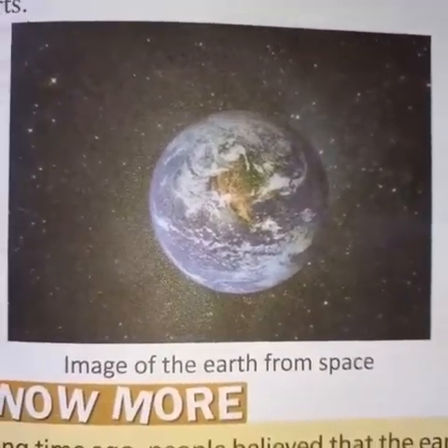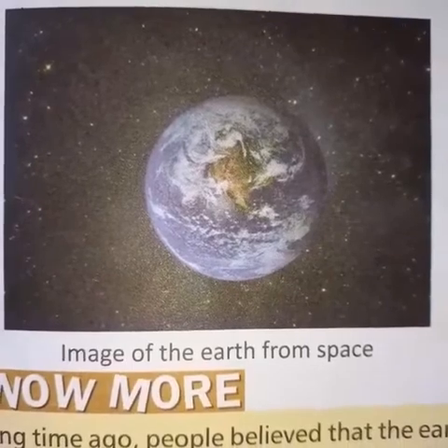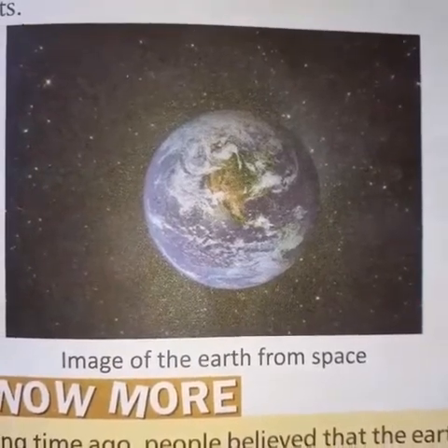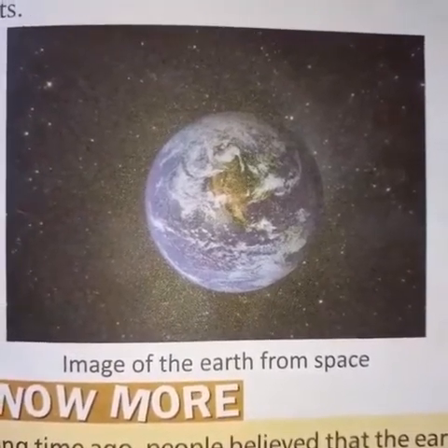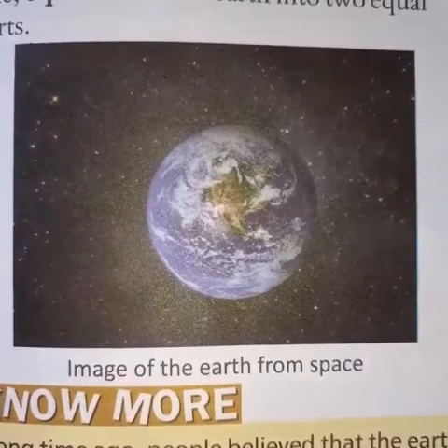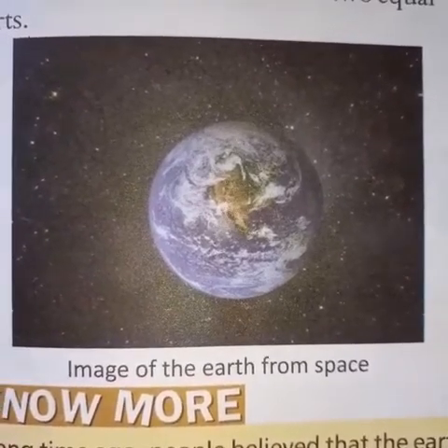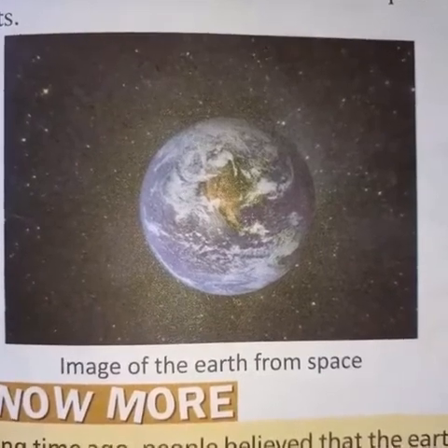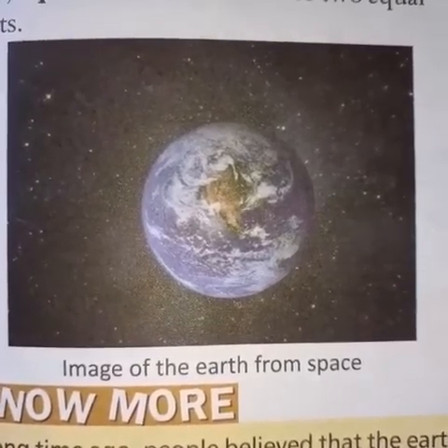And what is the meaning of voyage? Voyage means a sea trip. So, he went on a sea trip in 1519. His ship returned to the place where it had started after 3 years of sailing. And this clearly proved that the earth is round.